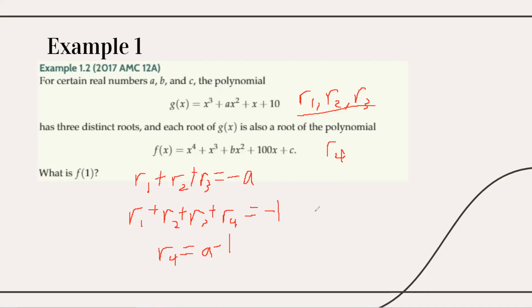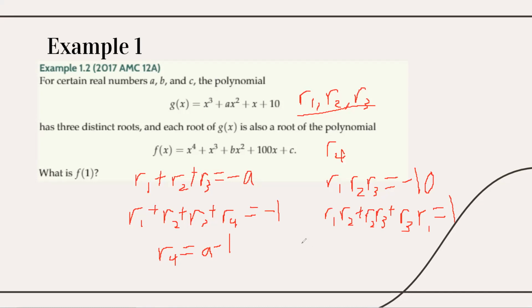And then Vieta's on g also gives us that R1 R2 R3 is equal to -10, right? And R1 R2 plus R2 R3 plus R3 R1 is going to be equal to +1 because it is the coefficient of the x term divided by the coefficient of the x cubed term, which is just 1/1.